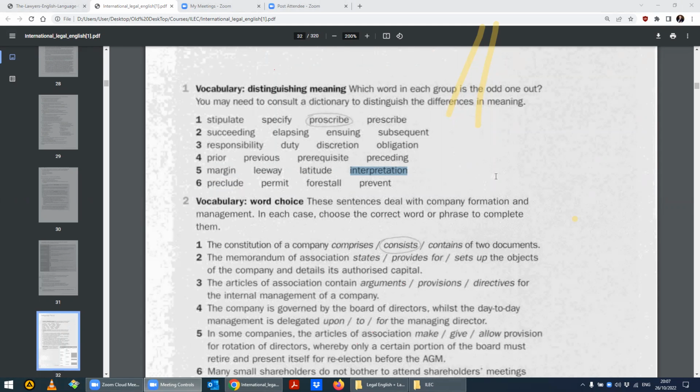All right, last one then. Preclude, permit, forestall, prevent.